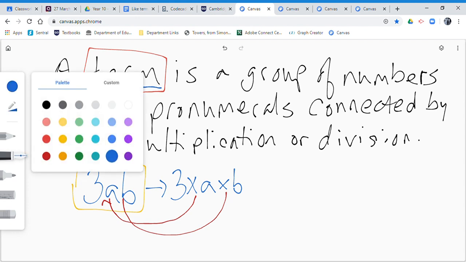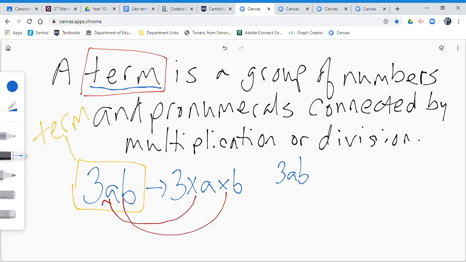Like terms have the exact same pronumerals. So if I were to say 3ab, I could say 4b, and even though we wrote them in a different order, they're still like terms, because if you think about it this way, 3 times 2 or 2 times 3, both of those would give you 6. The order doesn't change when we have multiplication. So whether it's 3ab or 4ba, they are both like terms.